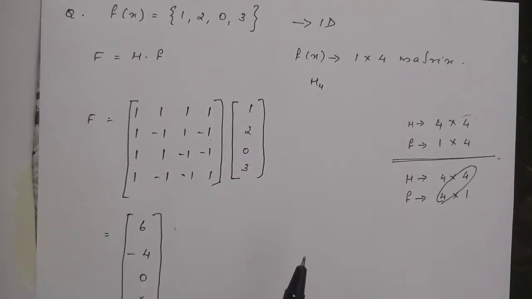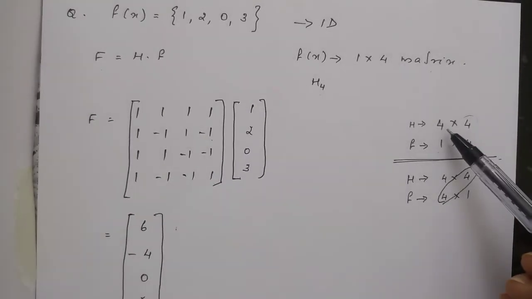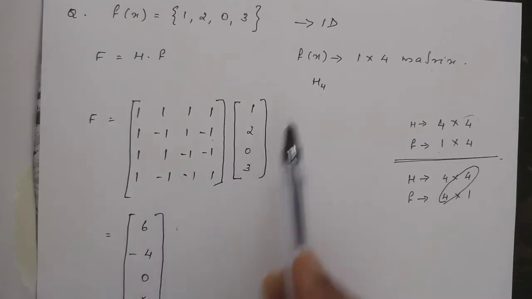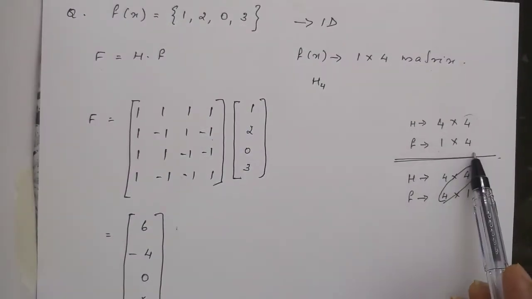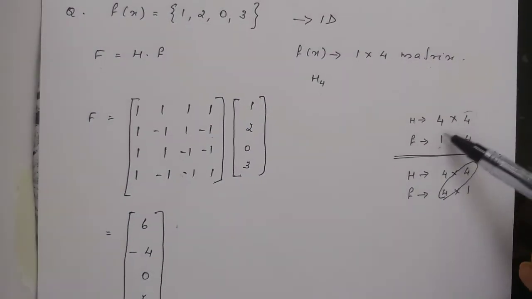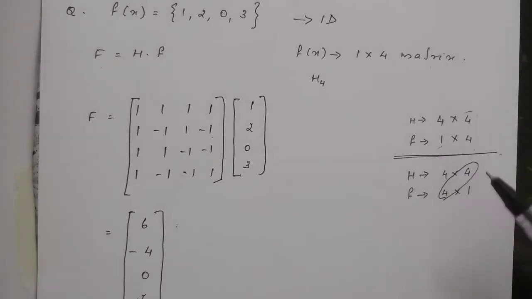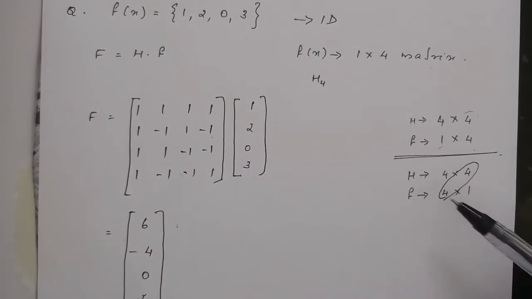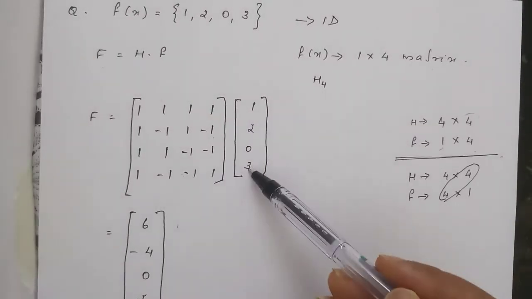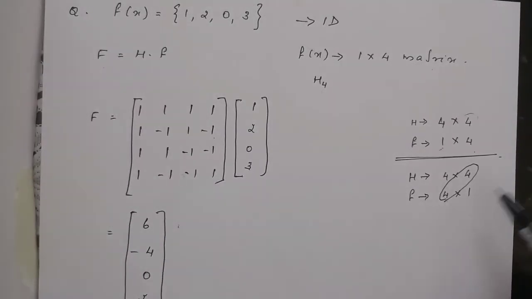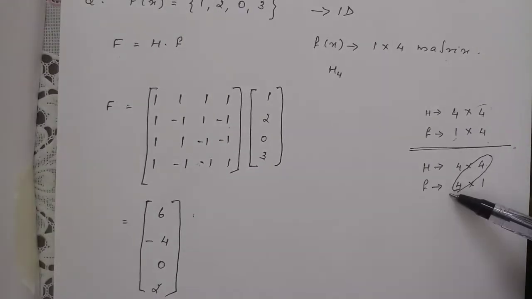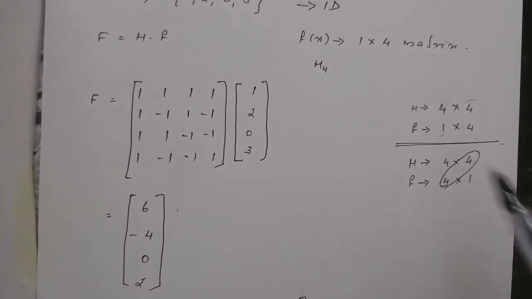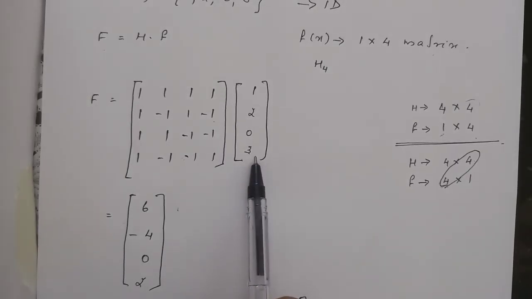Why do we write f as a column matrix? Because H is a 4 by 4 matrix and f is a 1 by 4 matrix, but these two are not compatible. When we write f as a column matrix, H is 4 by 4 and f is 4 by 1, 4 rows and 1 column. So the row and the column dimensions match, and only then is multiplication possible. That's why we write f(x) in column format.